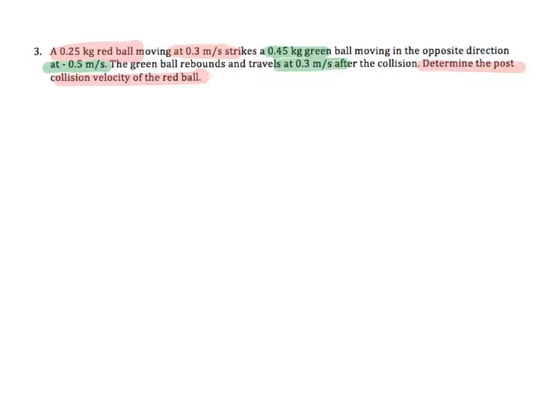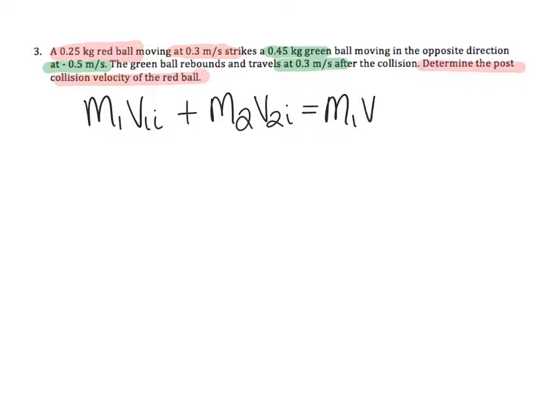So for our formula, it is mass times velocity initial plus the other object's mass times velocity initial equals mass times velocity final of the first object plus mass times velocity final of the second object. So I'm going to make the red object object 1 and the green ball object 2.